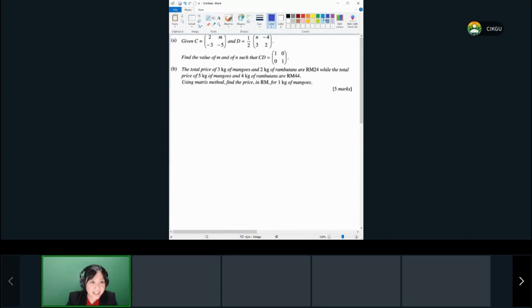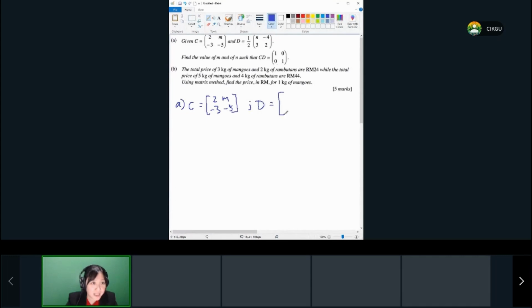Let's get started. Okay, what did they say? Given, obviously you see like this, that means it's a matrix already, right? C is this, D is half times this. I don't like to see a number in front of a matrix. It just confuses me. So my first step straight away, I will just multiply the half into every single component in the matrix. C, no need to do anything because everything is arranged nicely for us. But D, let me do this.